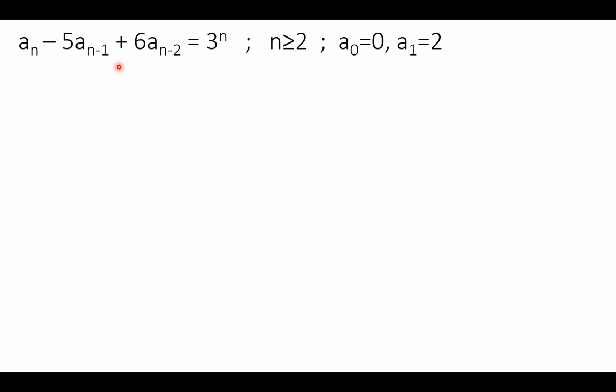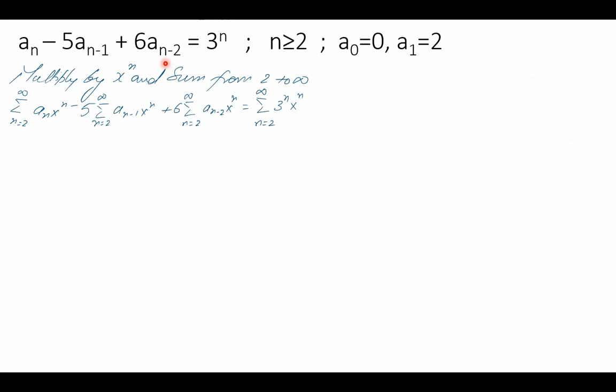a_n - 5a_(n-1) + 6a_(n-2) = 3 to the power n. Now this is a slightly different example. Here this is a non-homogeneous expression. So once again, as this is n - 2, we'll multiply it by x to the power n and sum from 2 to infinity. So this is the expression I'll get.